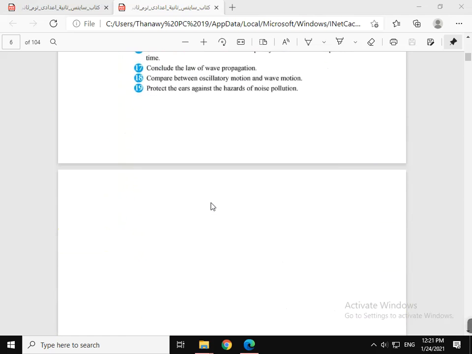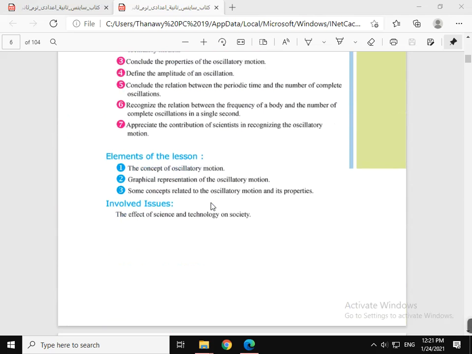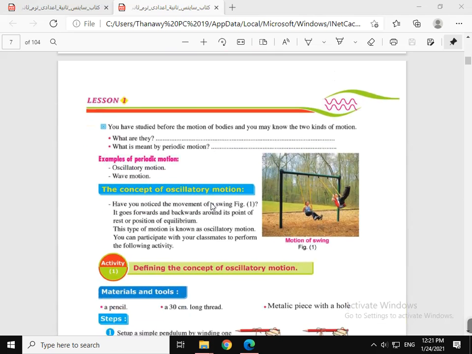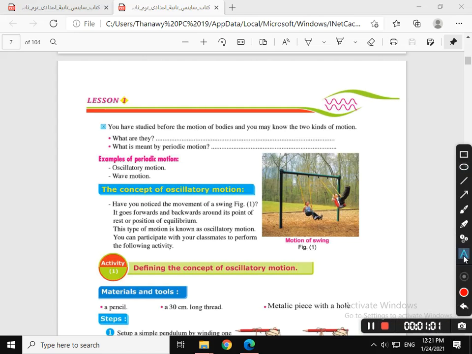You have learned before in Prep 1 that we have 2 types of motion, transitional motion and periodic motion. Transitional motion is from one point to another point, from an initial point to a final point. But periodic motion is a motion which is regularly repeated in equal periods of time. Examples of periodic motion: we have oscillatory motion and wave motion.